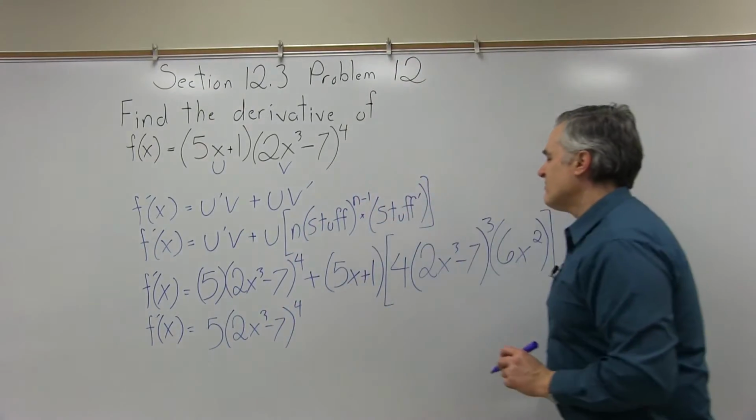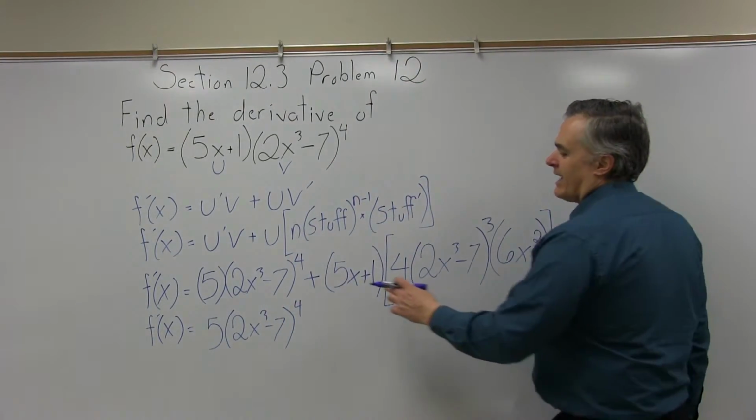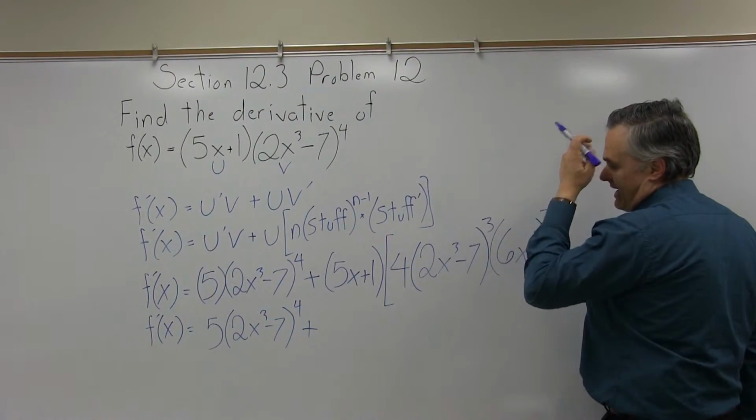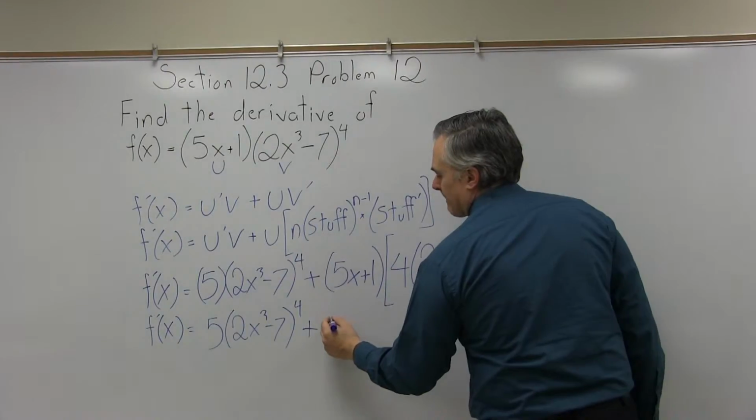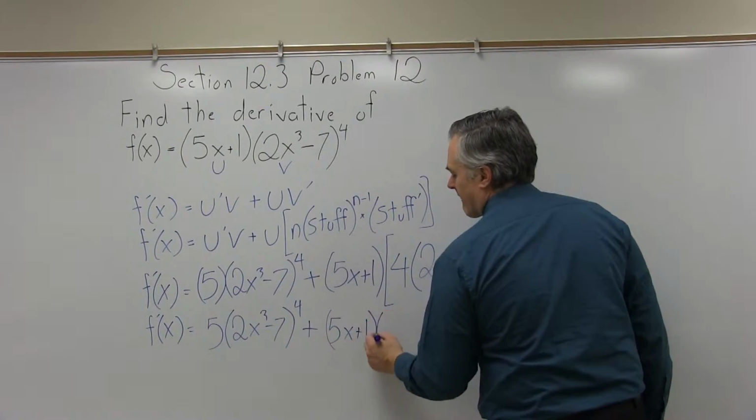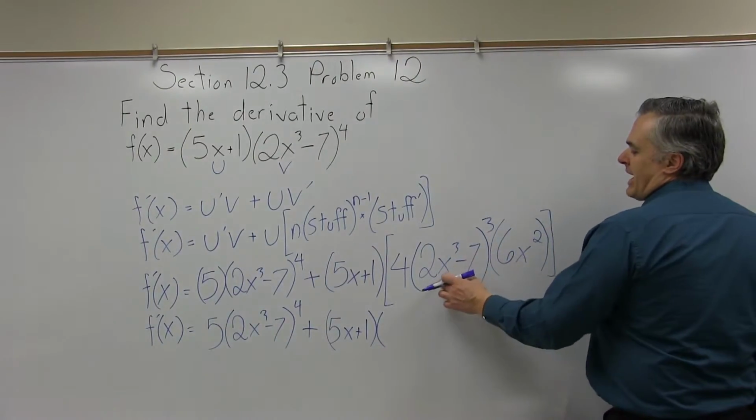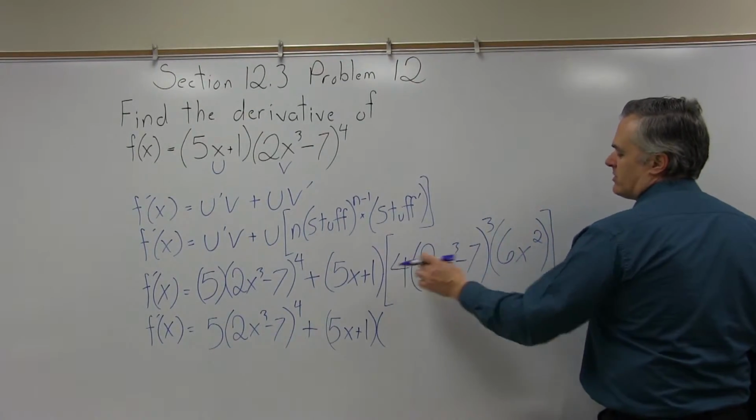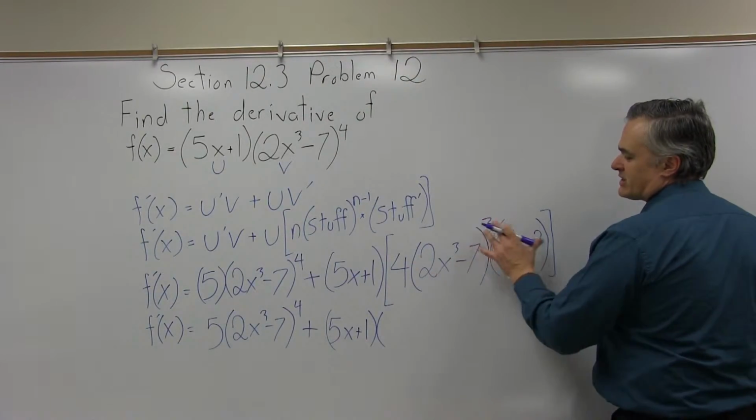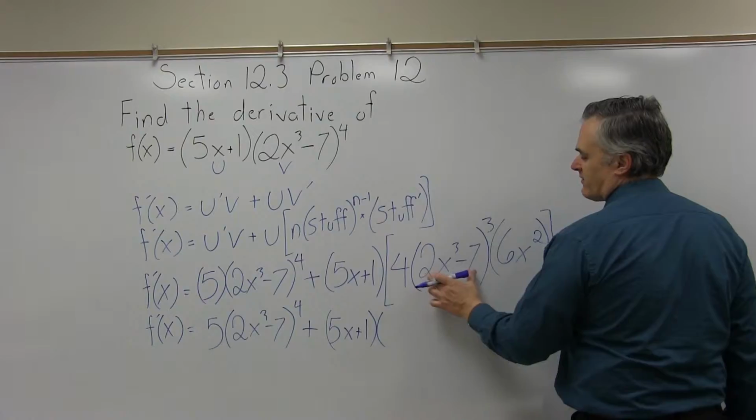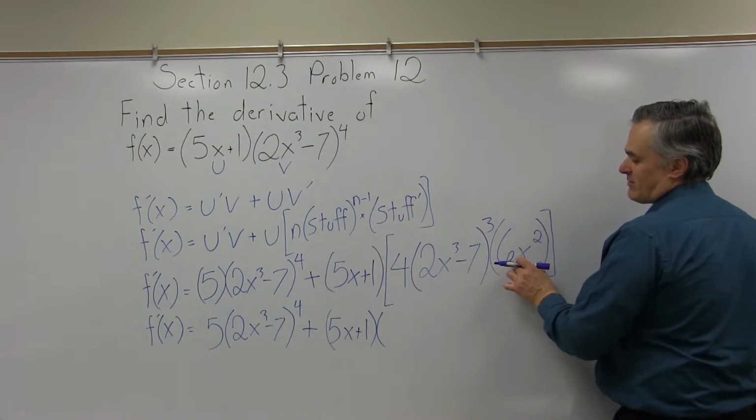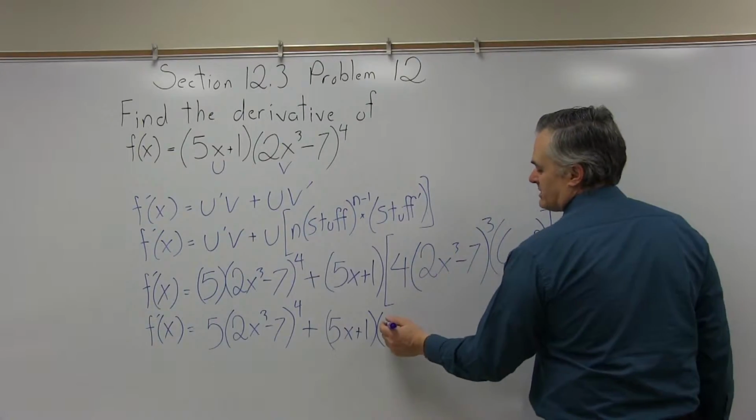So I have a plus, and now I have 5x plus 1. Let me leave that for a minute. Now, I have 4 and 6x squared outside of my parentheses coming in the next chunk of my answer. There's a 4 in front of my 2x cubed minus 7 to the third and a 6x squared after those parentheses. So I can multiply those together.